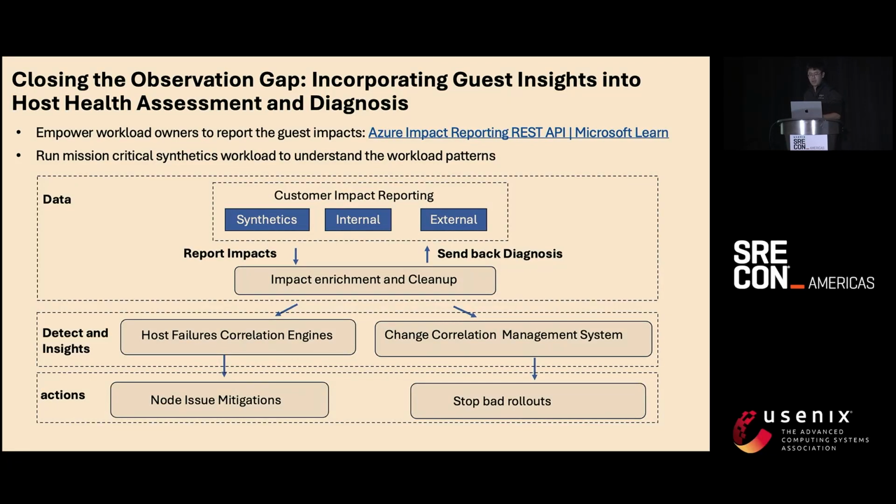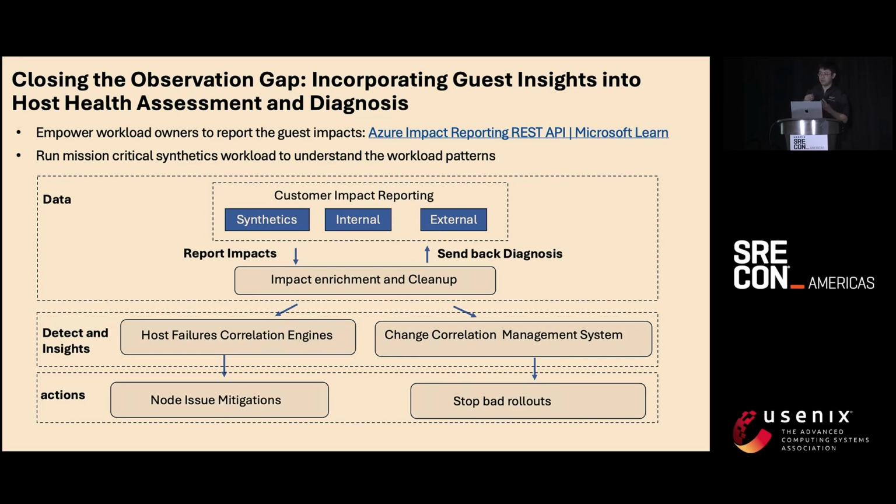So the solution we are looking for is to incorporate the guest insights into the whole host diagnosis by applying the closing the observation gap principle. Right now we have released a REST API to empower the customer to report their service impact directly into Azure. We have an AI model and a pipeline to ingest those insights into our internal correlation engine, to automatically correlate the reported impact with the host side failure we observed.